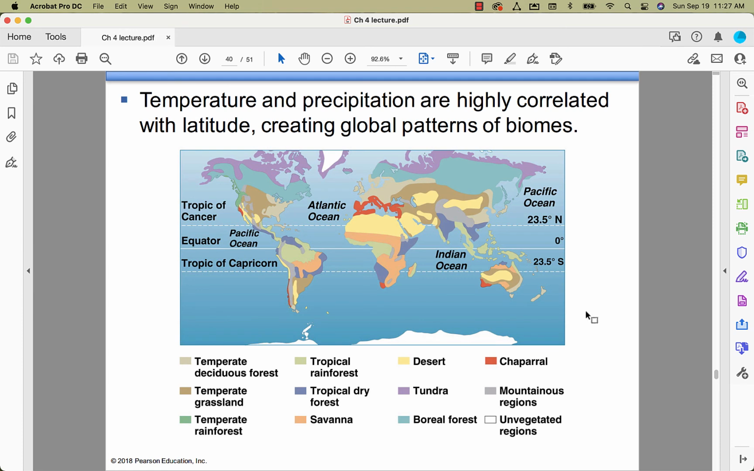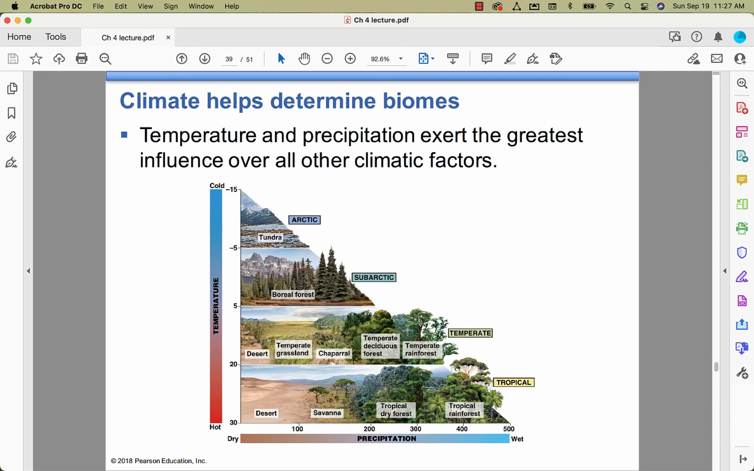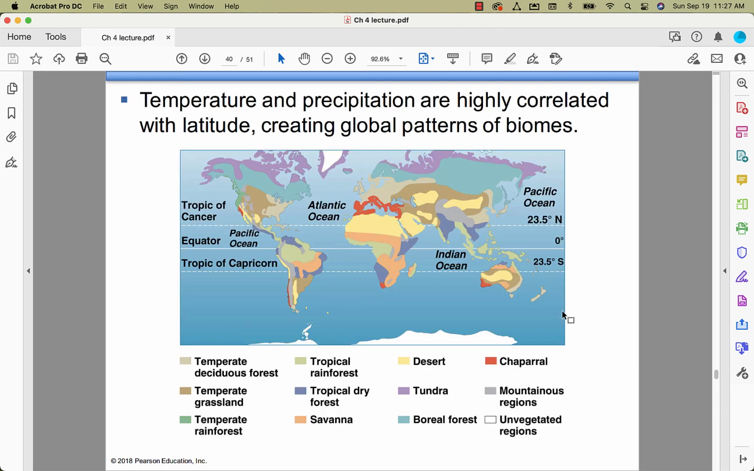Temperature and precipitation are related to latitude. So you can see the different biomes. These are the biomes in terms of precipitation and temperature. This is how that's spread throughout the world, which is really kind of cool.